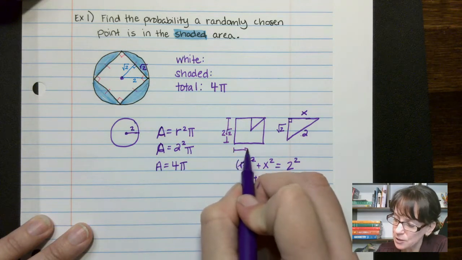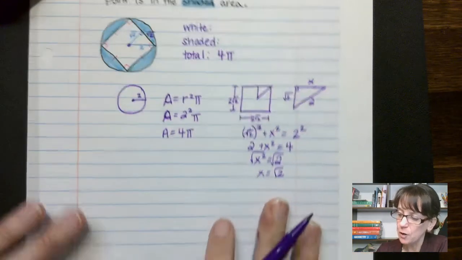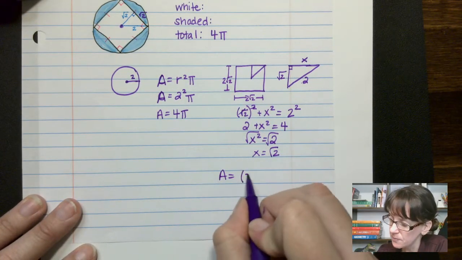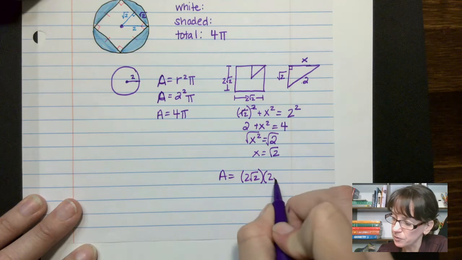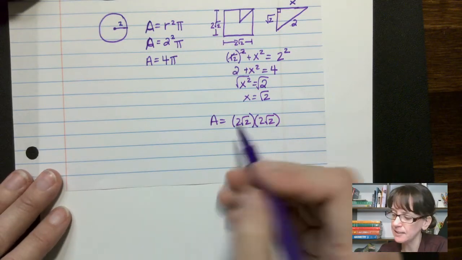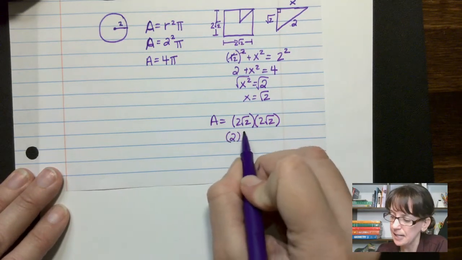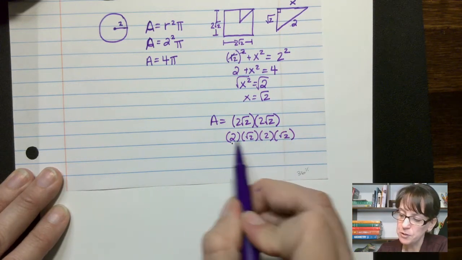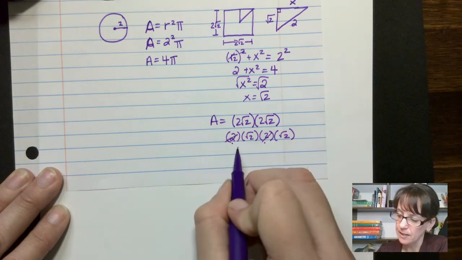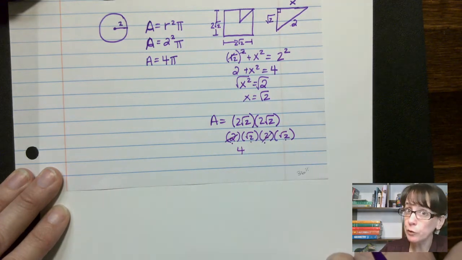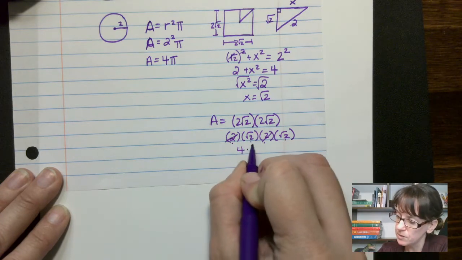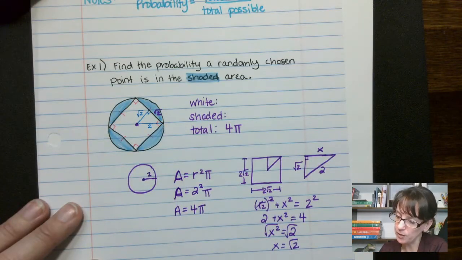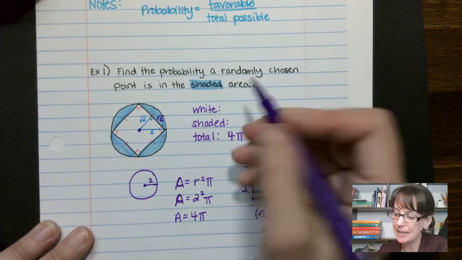So on our square, one whole side is 2 root 2, and this side is 2 root 2. In order to find the area of our square, we have to take 2 root 2 times 2 root 2. If it helps to visualize it, this is what we're doing: 2 times root 2 times 2 times root 2. Well, 2 times 2 is 4, and root 2 times root 2 is root 4, which is really just 2. So it's 4 times 2, and our area is 8. Now we know that the area of the white bit is 8 units squared.